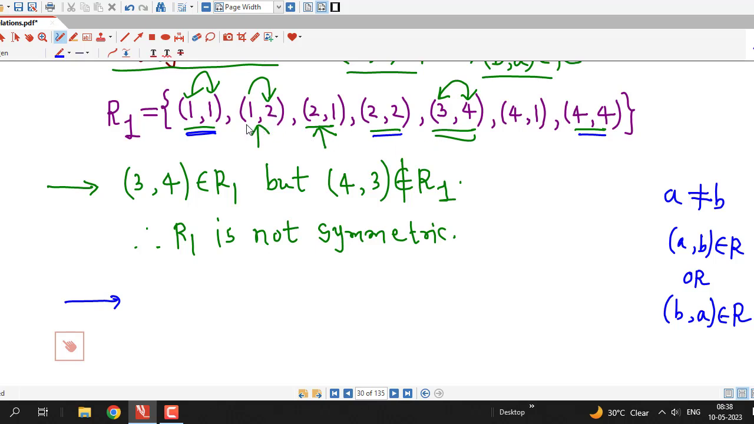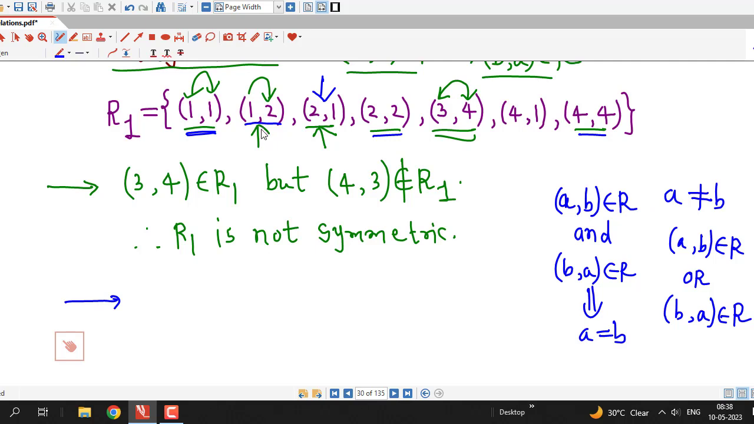Now here we can see (1, 2) belongs to R1 and (2, 1) is also in R1. So 1 and 2 are different, and (1, 2) and (2, 1) both are in R1, so that is not satisfied. If we consider that definition, that if (A, B) belongs to R and (B, A) belongs to R, then we must have A equal to B. So here (1, 2) belongs to R1, (2, 1) belongs to R1, but 1 and 2 are different.